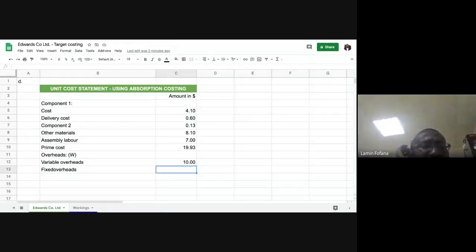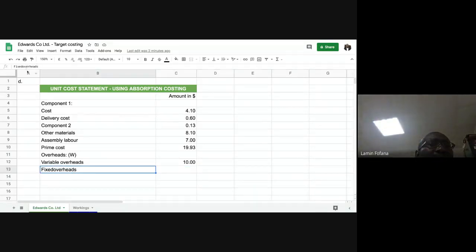Okay, so for fixed overheads here, what formula do we put here?